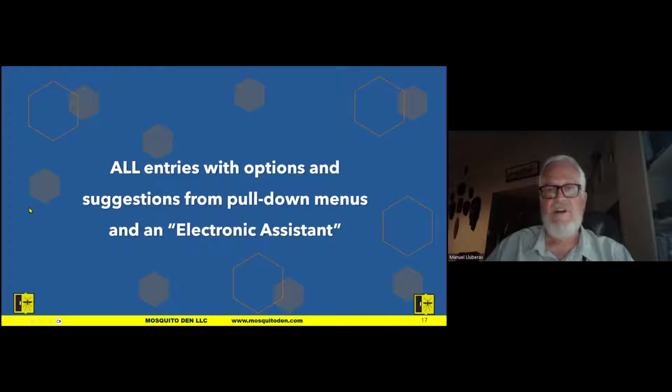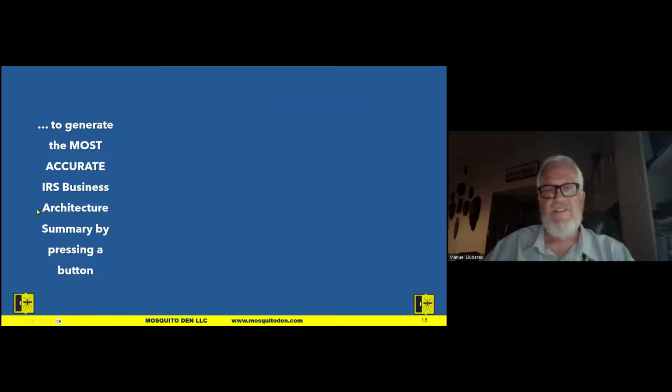All the entries include options and suggestions from pull-down menus in every cell, or what I call the electronic assistant recommendations. If you don't know exactly what you're getting yourself into, we provide recommendations from the electronic assistants to say, for instance, if you don't know how many houses, count on being able to treat 10 or 15 houses in a day, and things like that. Because the idea is to generate the most accurate business architecture.